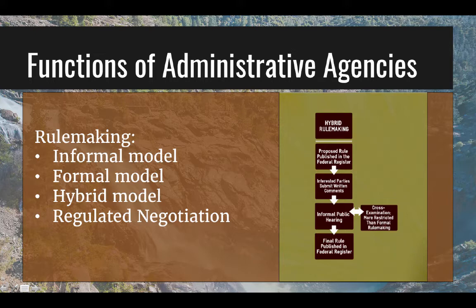The starting point, publication in the Federal Register, is the same. This publication is followed by the opportunity for submission of written comments and then an informal public hearing with a more restricted opportunity for cross-examination than in formal rulemaking. The publication of the final rule is the same as for the other forms of rulemaking.